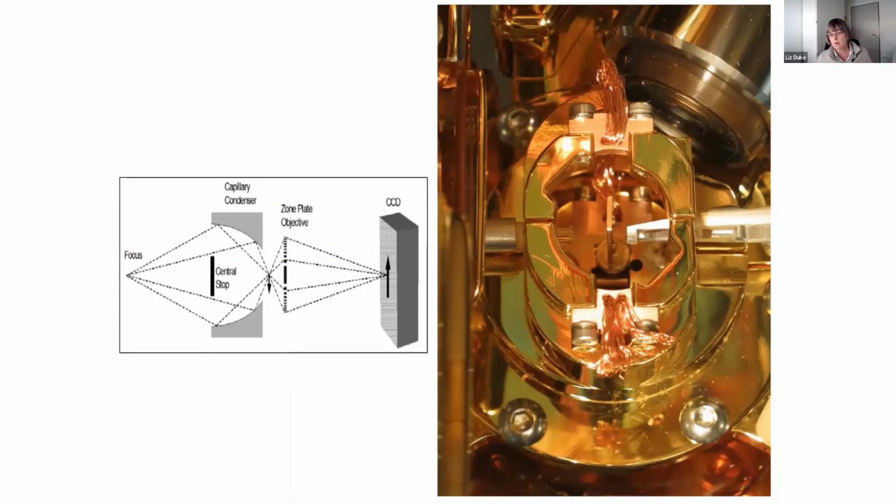To give you an idea of scale, this here is holding a 3mm grid, and this distance here between the sample and the zone plate objective is about 1.5 millimeters. So everything is very, very small. But what sort of information can you get?